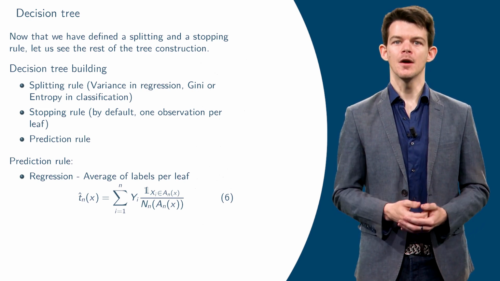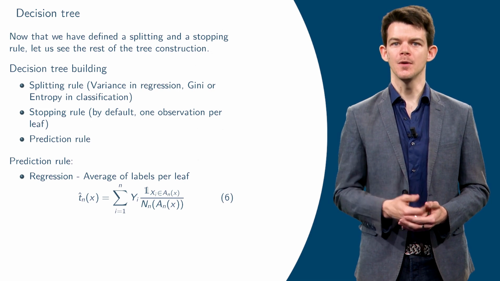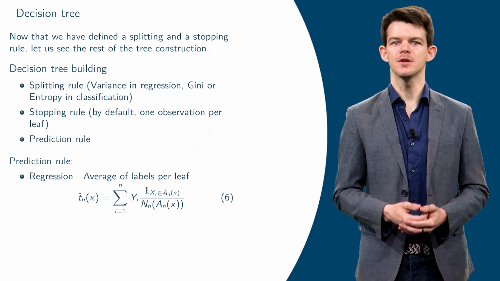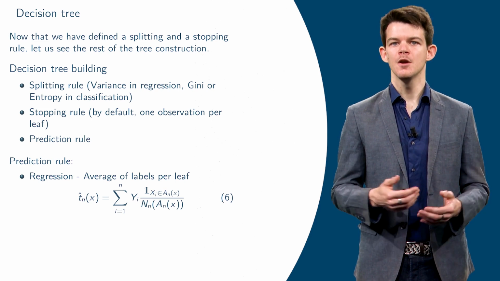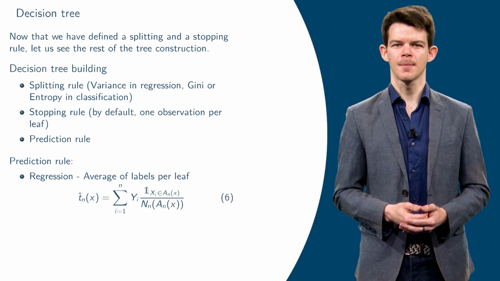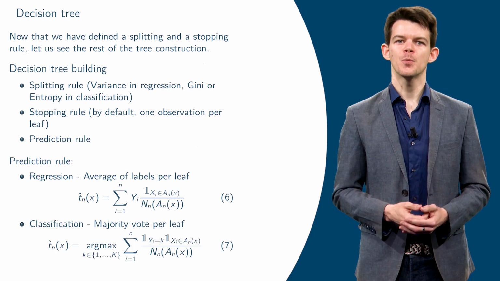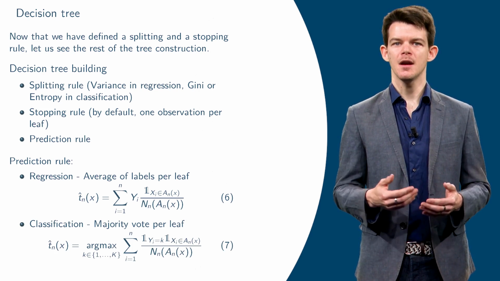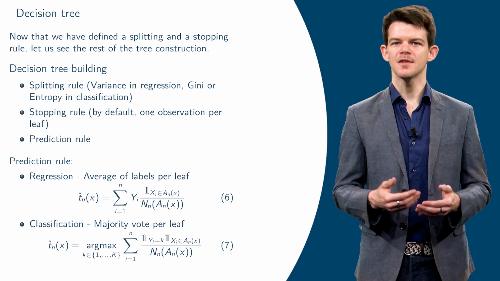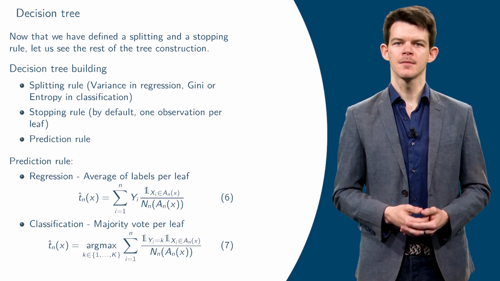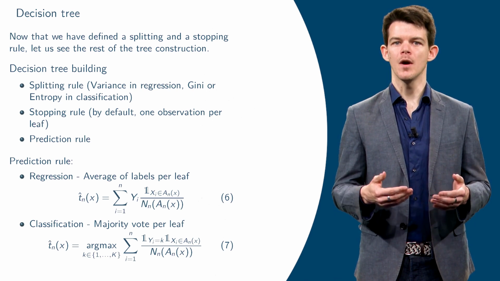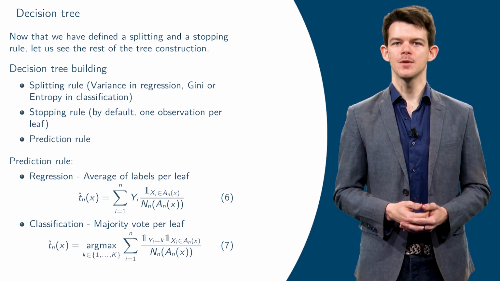Here the indicator accounts for the fact that only the points x_i falling in the cell A_N(X), containing X by definition, are taken into account for computing the prediction. In classification, the prediction results from a majority vote and takes this form for a K-class classification problem with the same notations as above. The notation argmax corresponds to the index among the set {1,...,K} maximizing the quantity defined in equation 7.